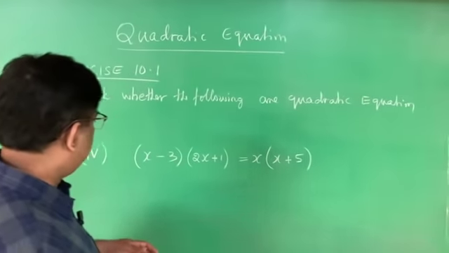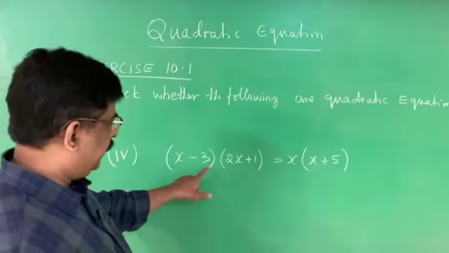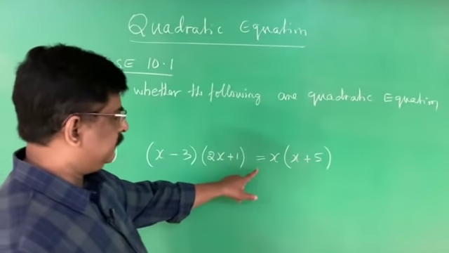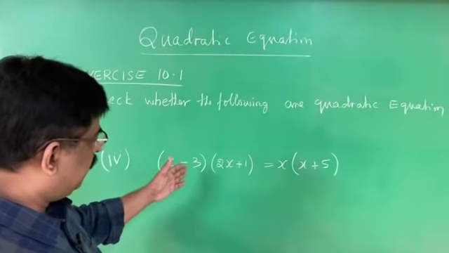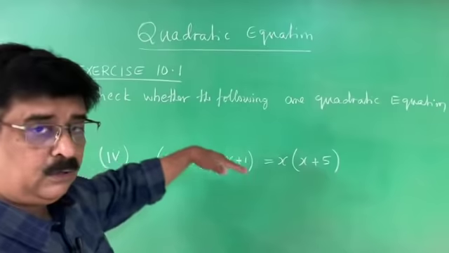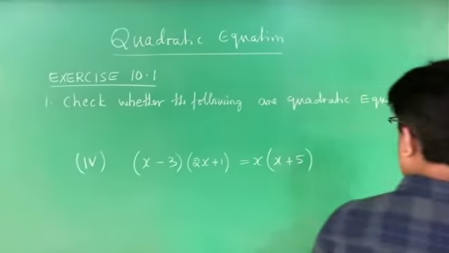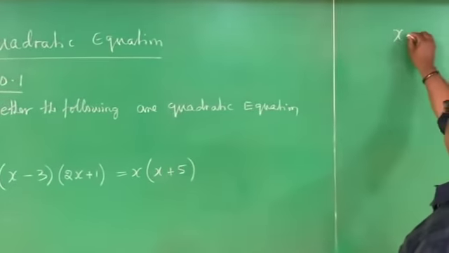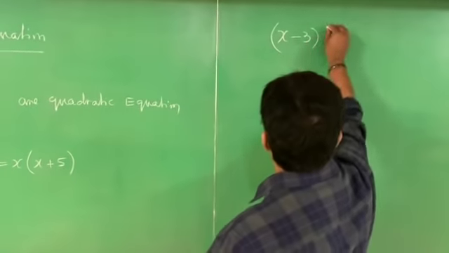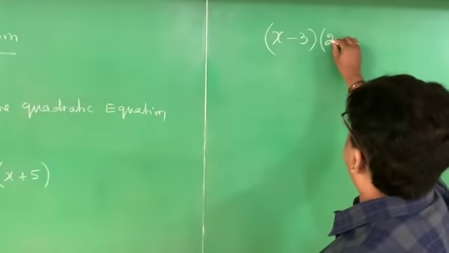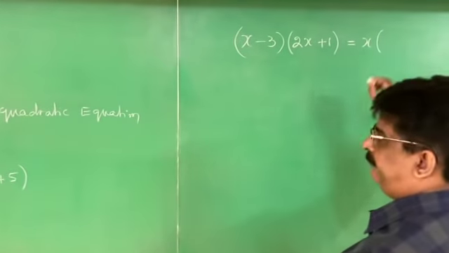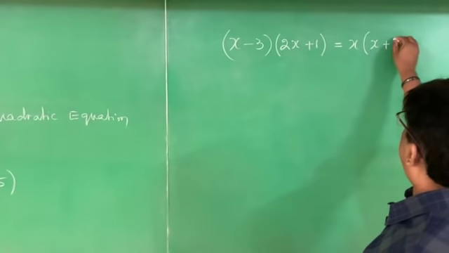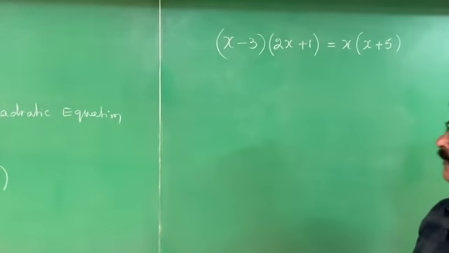The question is (x - 3)(2x + 1) = x(x + 5). We have to prove whether the given equation is a quadratic equation or not. I write the problem again: (x - 3)(2x + 1) = x(x + 5).